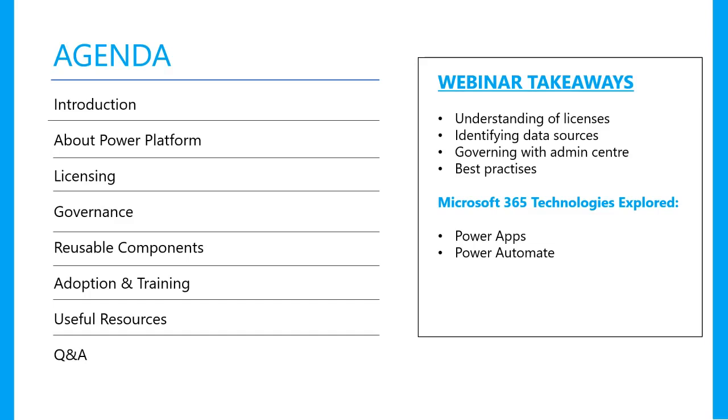So some of the key takeaways from today's session is understanding the licenses and implications of Power Apps, identifying your data sources. So it's quite likely that you can already build Power App solutions based on the data that you already have. We'll be looking at governing with the admin center and some of the additional functionality that you can add on top of that with the Center of Excellence starter kit, as well as best practices and any gotchas or anything like that that I can impart along the way. So the key technologies we're going to be talking about are Power Apps and Power Automate, but we will have a little touch upon some of the other elements which make up the Power Platform as we go through.